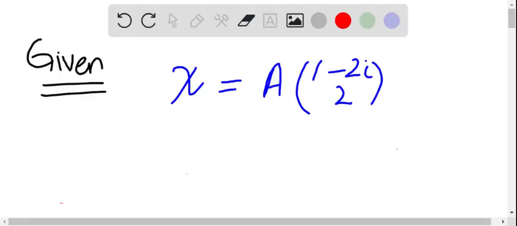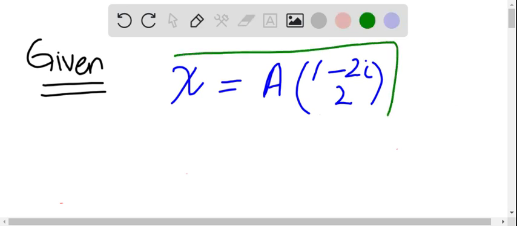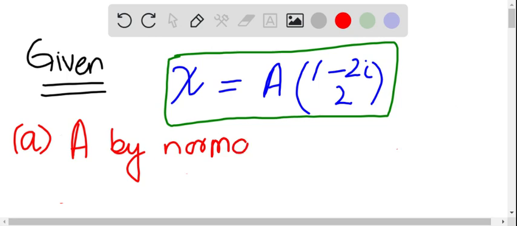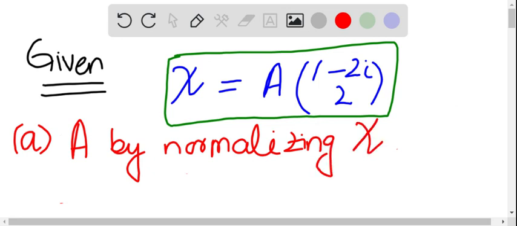So in this question, we are given the electron in the spin state, right? So we have chi equal to A times (1, negative 2i, 2). There are four parts that we are required to solve over here. The first part is that we have to determine the constant A by normalizing chi.